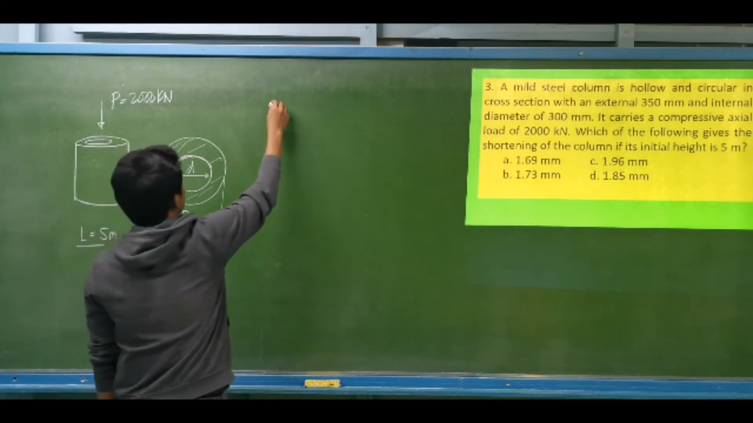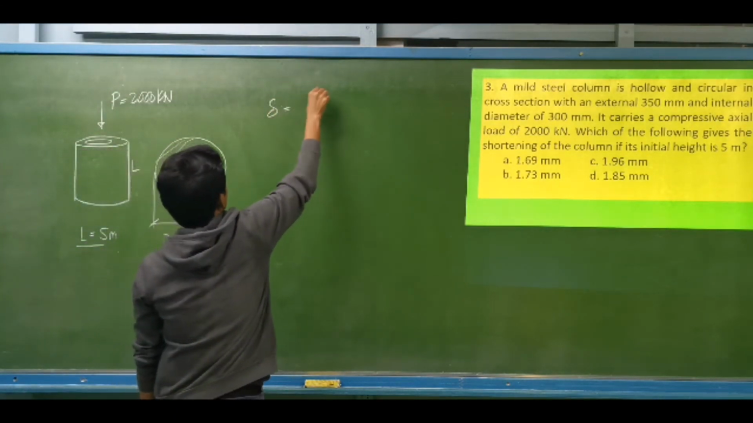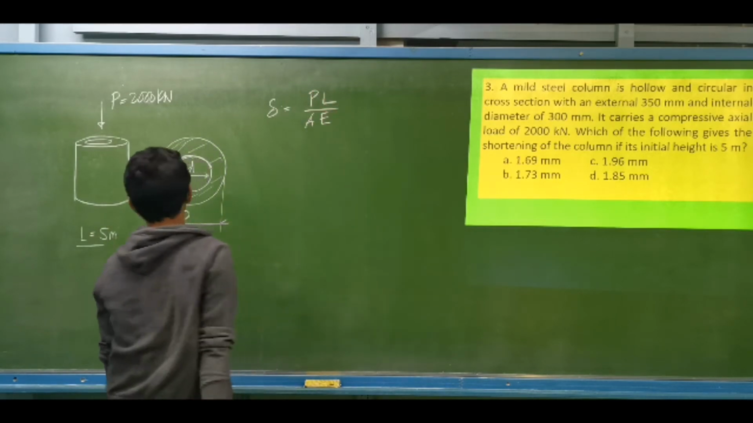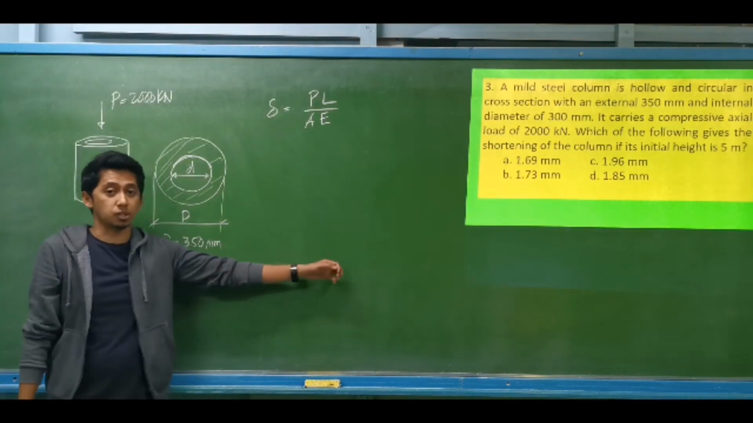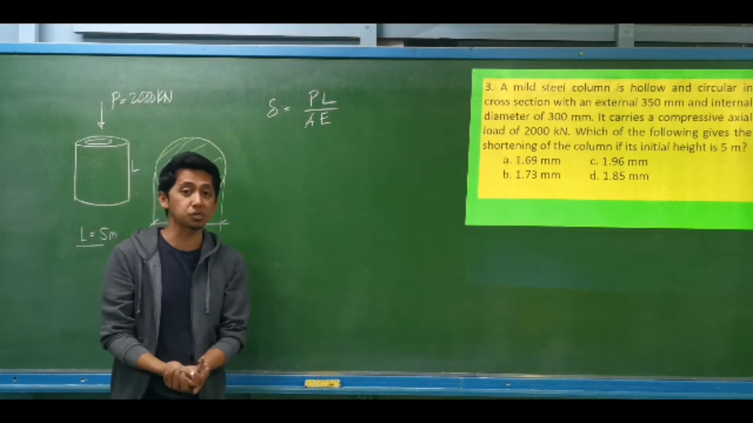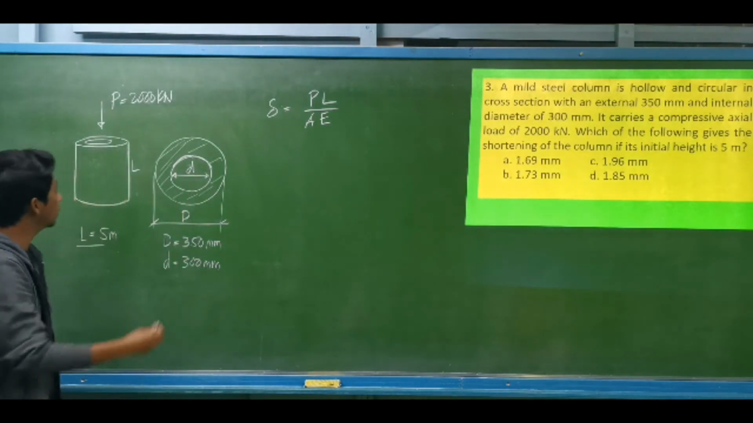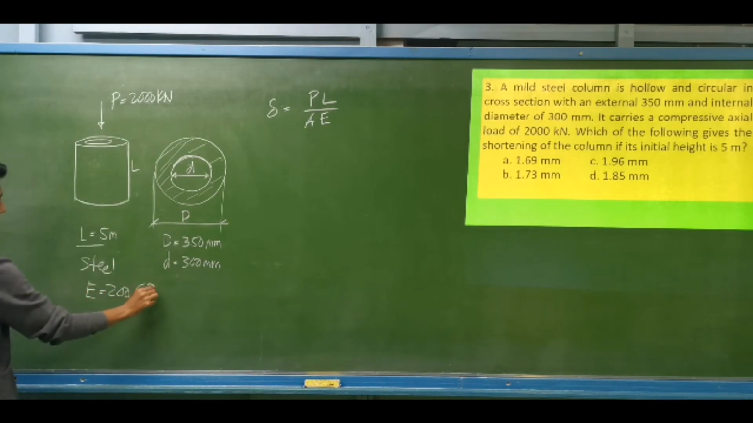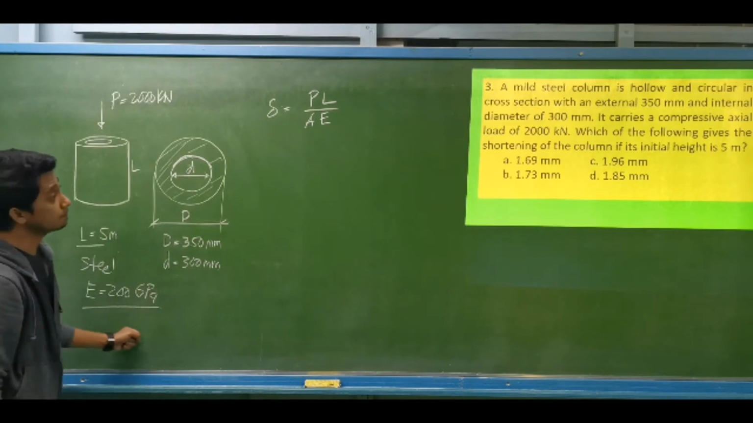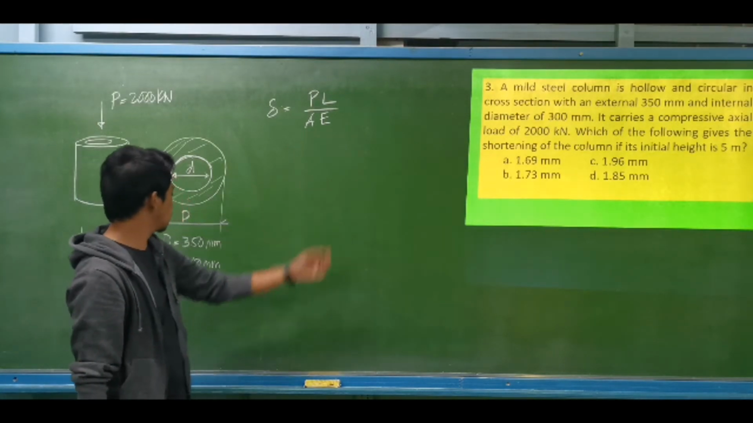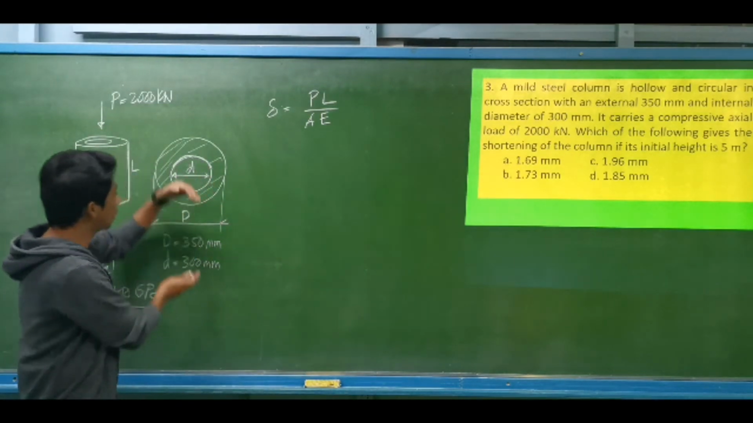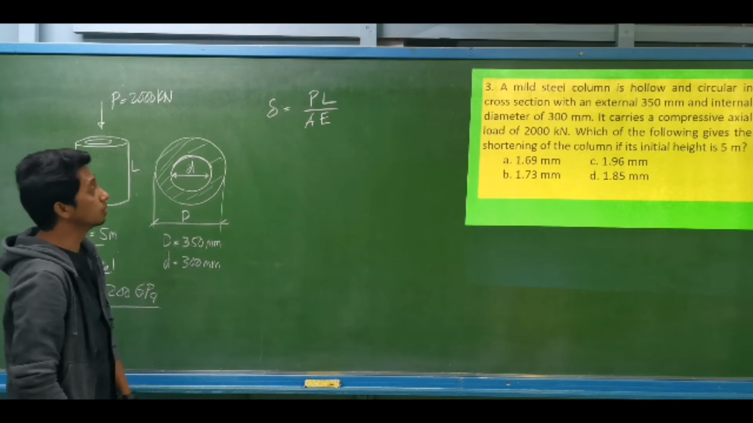The deformation delta is equal to the axial load times the length divided by the area times the modulus of elasticity. Usually for the civil engineering board exam, there are cases that the modulus of elasticity is not given. But for the case of steel, it should be known as E equal to 200 gigapascals. Since it is hollow, the area is the area of the outer circle minus the area of the inner circle.